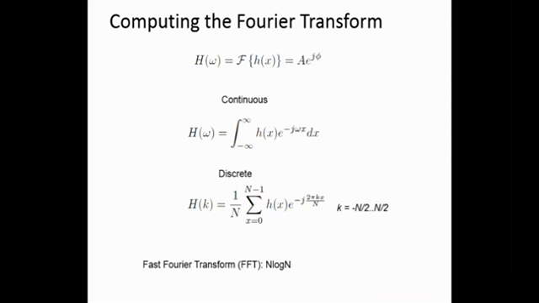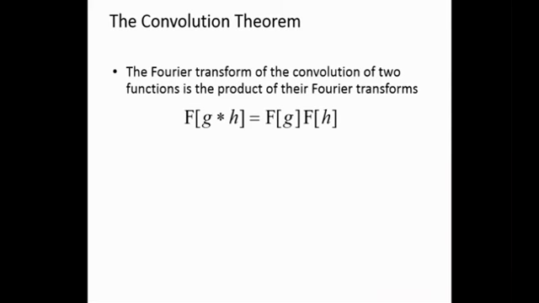But just in case you're curious, this is how you would compute a Fourier transform in the continuous domain. This is how you compute it in the discrete domain. Images are discrete, so we're always working in the discrete domain. This is a really important theorem, and it's part of why we care about Fourier transforms in a vision class.